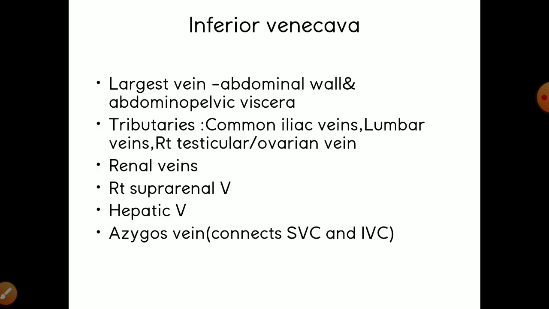The veins of abdomen are the inferior vena cava and the portal vein. Inferior vena cava is the largest vein in the body, and it returns blood from the lower limbs, most of the abdominal wall, and abdominopelvic viscera. The tributaries of inferior vena cava are the common iliac veins, the lumbar veins, the right testicular or ovarian vein, the renal vein, the right suprarenal vein, the hepatic vein, and the azygos vein.